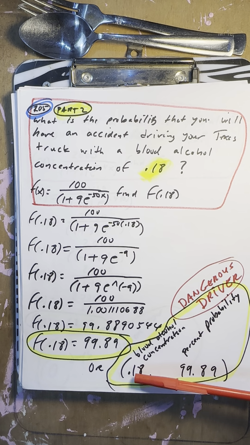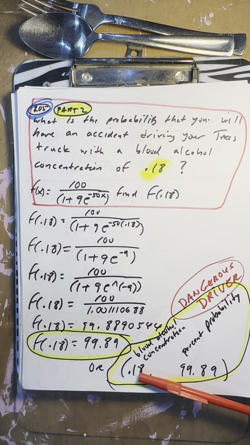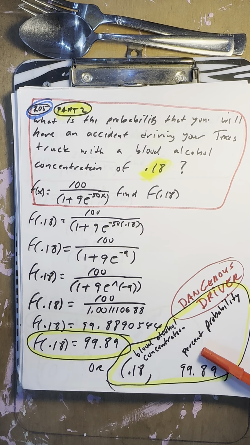So in other words, if your blood alcohol concentration is 0.18, then you have a 99.89% probability of an accident. Bad news, man. You're going to have an accident. That's what it really tells you.